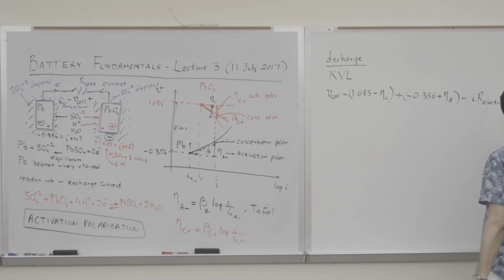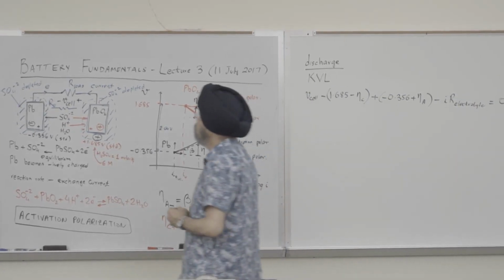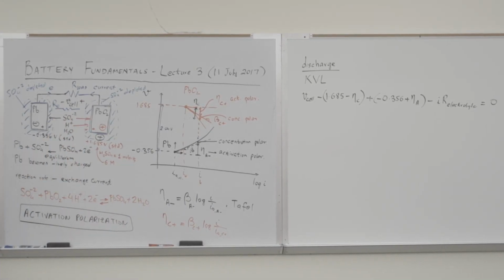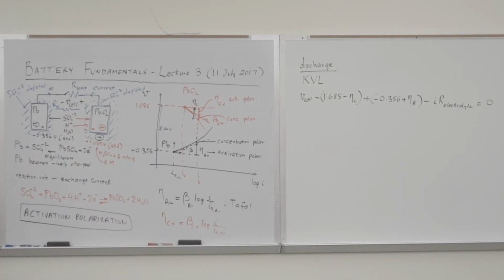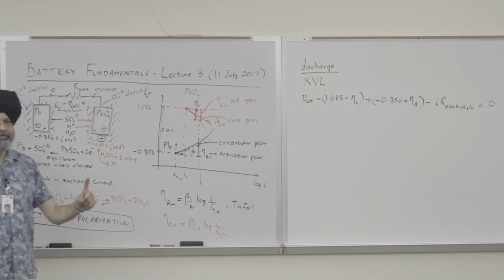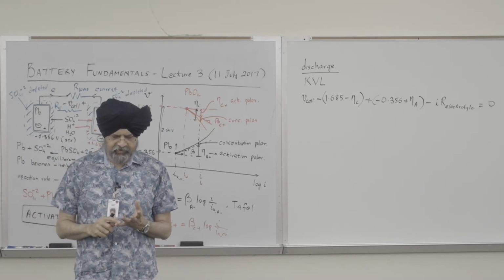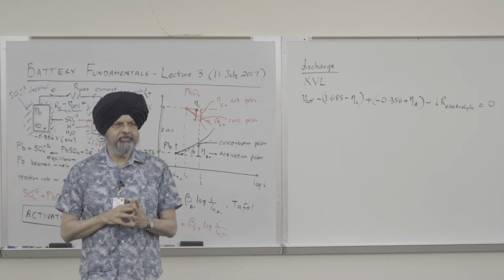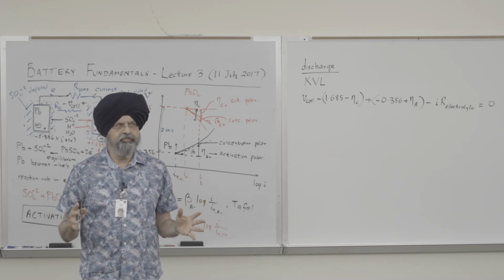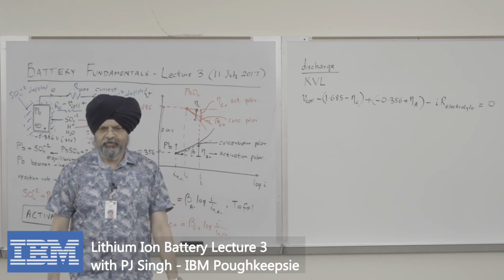So this should be equal to 0, right? When you go around the loop in Kirchhoff's voltage loop, you end up with 0, right? So which Maxwell equation is that? All of electrical engineering is based on 4 Maxwell's equations, and Kirchhoff's voltage loop is based on one of those 4. I have to think about which one it is.